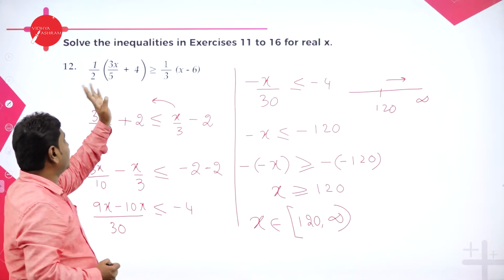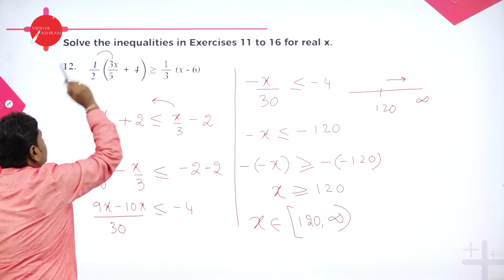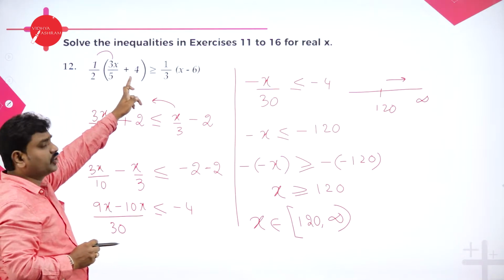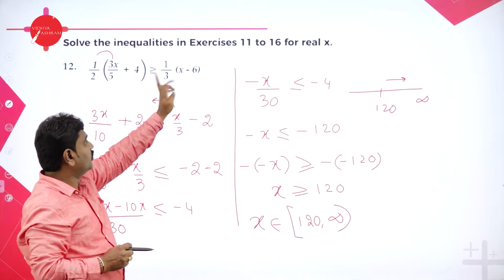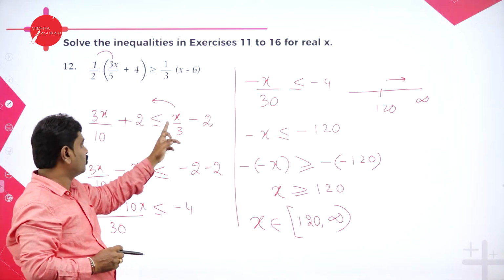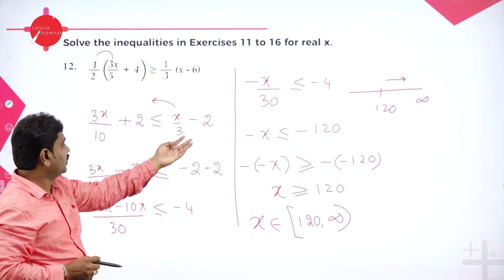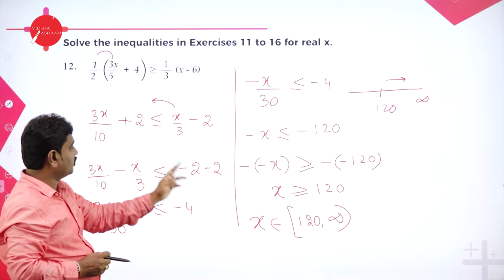So here they gave a fraction, multiply half into 3. The 3 ones are 3, 5 2s are 10, and half into 4. Half into 4 becomes 2. Then half into x, 1/3 into x is x by 3. 1 by 3 into 6 is minus 2. Bring, transfer 2 to that side, it will become minus 2.